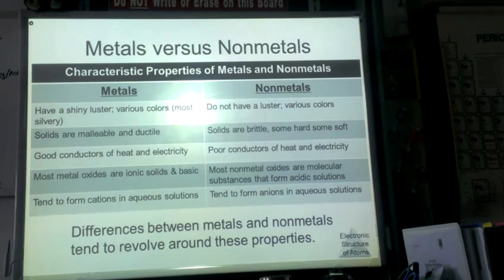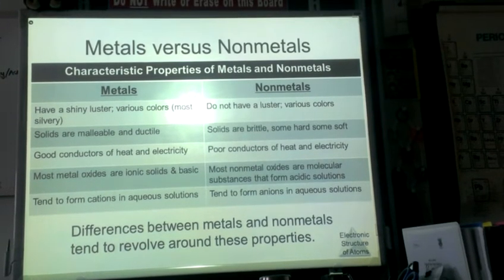If we talk about properties between metals versus nonmetals, we know that metals have a shiny luster. They can come in a variety of colors, but most often metals are very silvery. They're usually solids, and those solids are malleable, and they can also be ductile. But what does that mean? Malleable just means that we can pound it into thin sheets, and ductile means that we can draw it into thin wires. So malleable, it can be pounded into thinner sheets. Ductile, it can be drawn into thin wires.